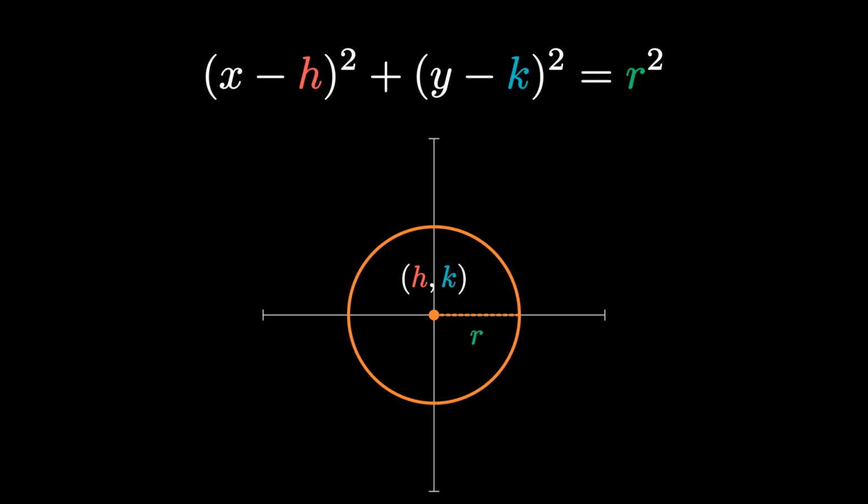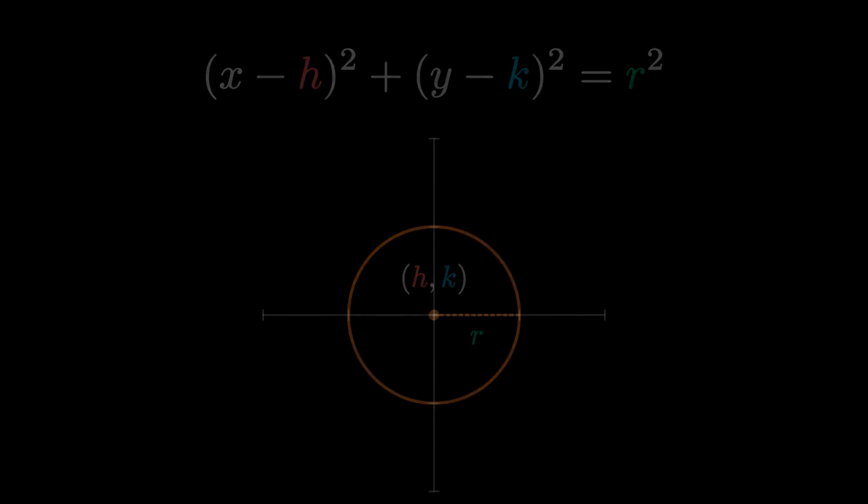And remember, the radius is basically a line segment in our circle that starts from the center and extends to one of the circle's endpoints. So in this video, we're going to be going over several examples where we're given some details regarding the circle, and what we have to do is use those details to construct the standard form equation of that circle. So let's jump into our first example.